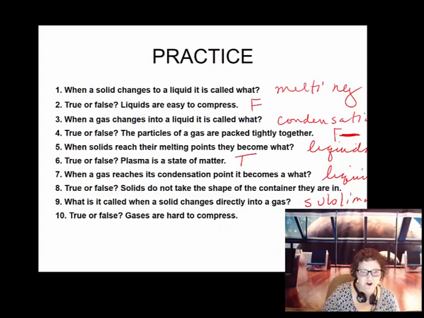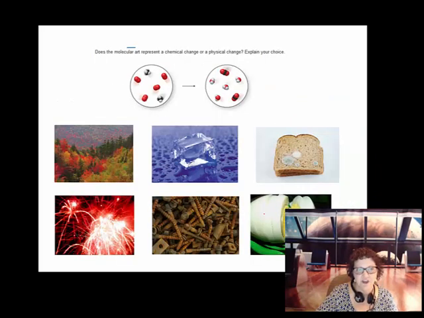True or false? Gases are hard to compress. False. Gases are very easy to compress. All right, how'd you do? This wasn't something that you necessarily knew. This was kind of a prior knowledge thing. So I'm just letting you know these instead of just going through other slides, okay?